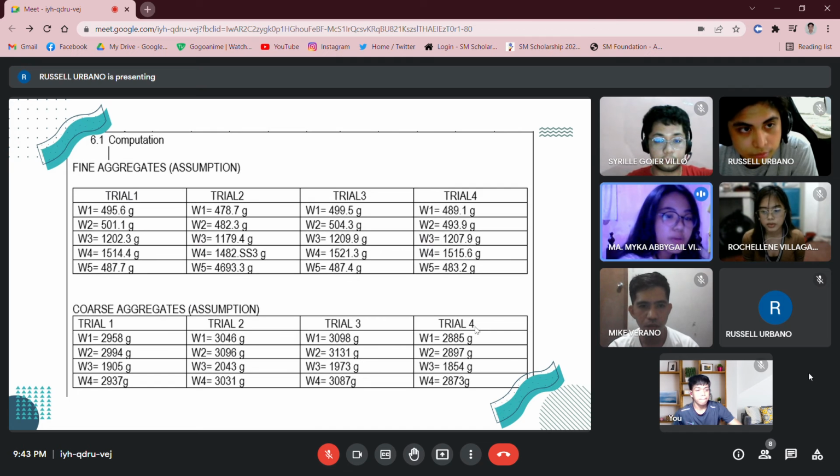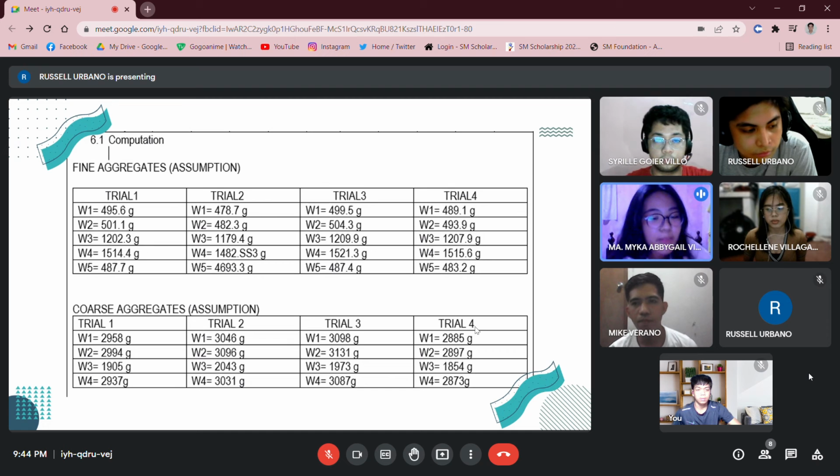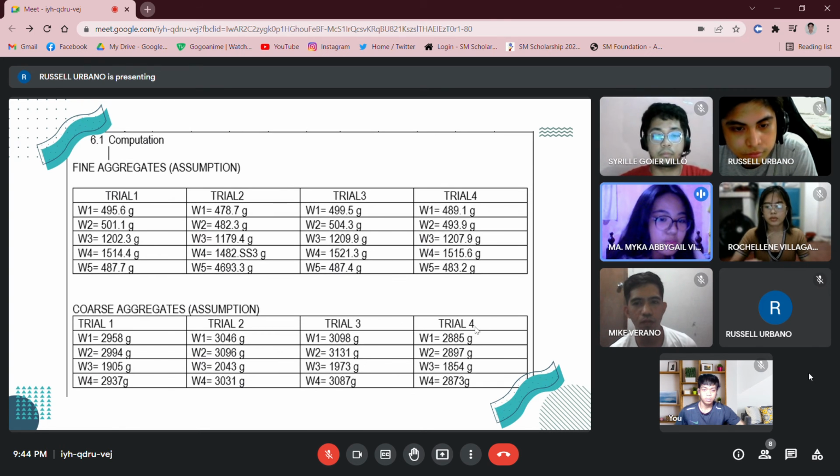The calculation for bulk specific gravity in saturated surface dry, or SSD, on the other hand, is weight 2 divided by weight 2 minus weight 3. Then after that, we calculate the apparent specific gravity using the formula weight 4 divided by weight 4 minus weight 3. Then the formula for water absorption capacity is weight 2 minus weight 4 divided by weight 4 times 100. For trial 1 up to trial 4, we assume the data flashed on the screen, but we still use the same formulas that I have said earlier. So for the conclusion, thank you.